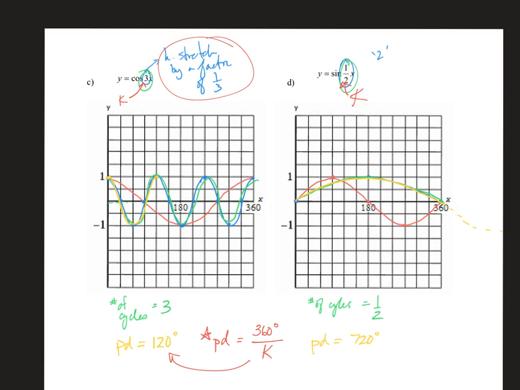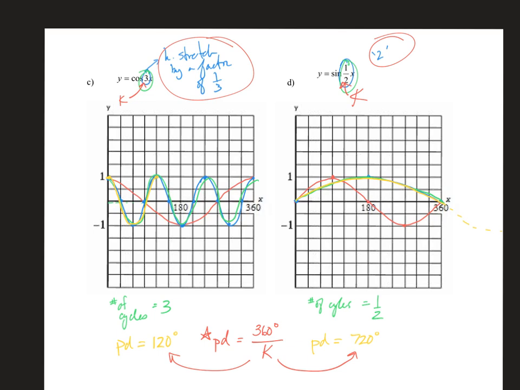If I take a look at the graph in D, I see the same feature. If I took 360 and divided it by 1/2, then that gives me 720. And it confirms my transformation: if having a 1/2 in there means that I'm going to have a horizontal stretch by a factor of 2, then what used to occur in 360 degrees will now need double that. It repeats in 720.